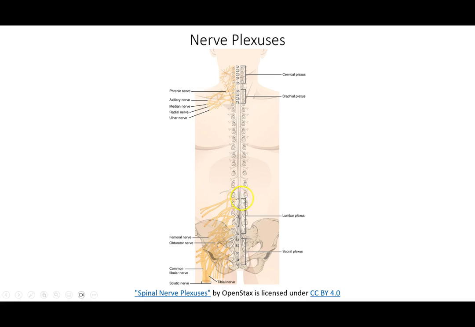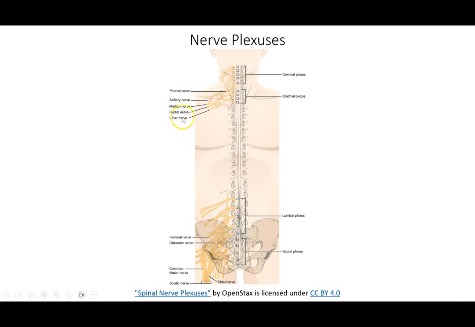I know this is really hard to see, but this is L1 down to L5. And then the sacral plexus is coming through the actual sacrum. So we're not going to have those vertebrae numbers again, but these would be sacral vertebrae. They're just fused together in the sacrum. So the phrenic nerve comes out from the cervical plexus.